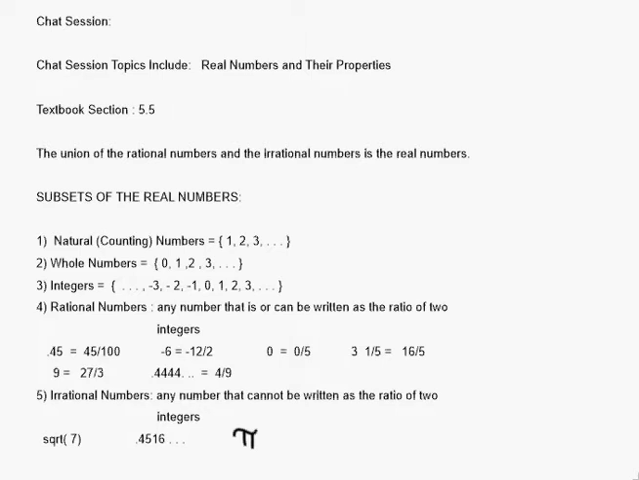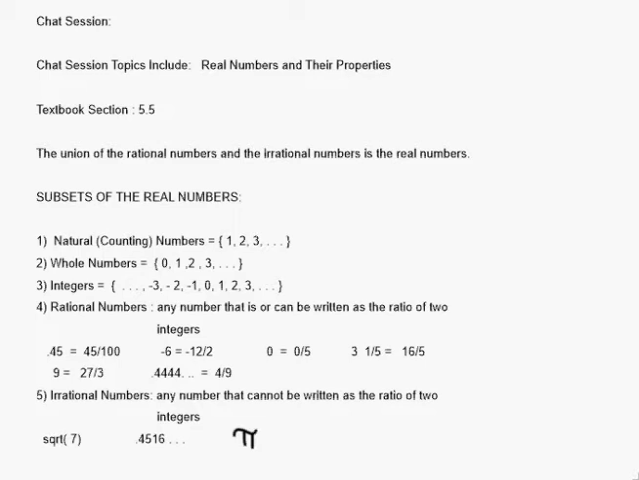Math session this evening, our first set of topics is real numbers and their properties. This is Professor Marjorie Thrall-Muller from Florida Southwestern State College. This lesson is for Liberal Arts Math 2, our MGF 1107 course. Textbook section 5.5. The union of the rational numbers and the irrational numbers is the real numbers.